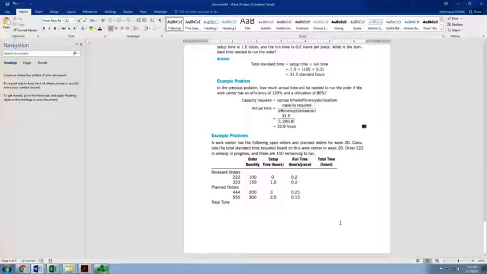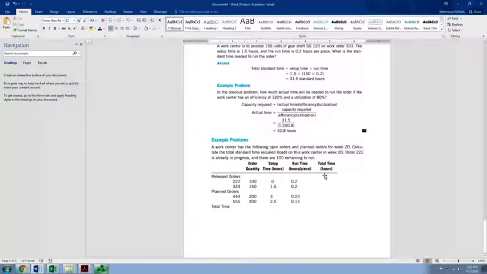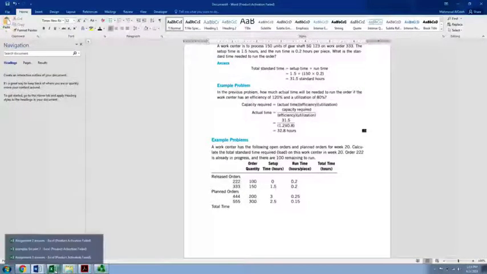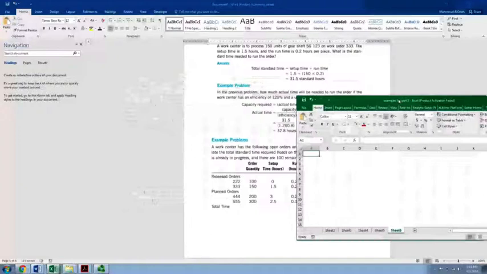One more last example. Actually, this is the last example, and this is similar to the homework that you have. We need to find out the total time for this order, and this is similar to what we have done. You need to find out the setup time, the run time, and how many units you need to produce. Starting with the first one, I'm going to go to Excel and take these numbers.